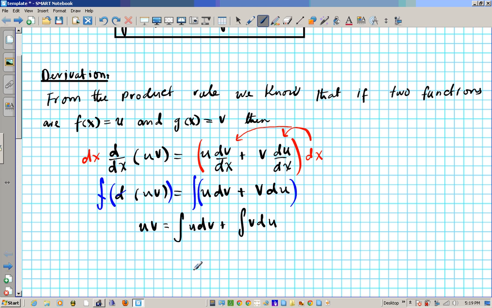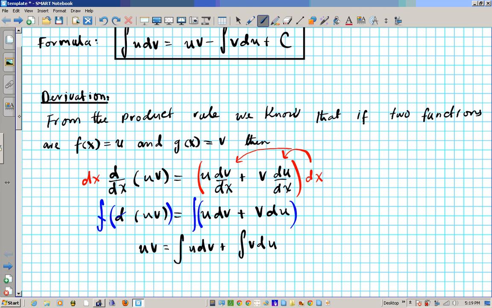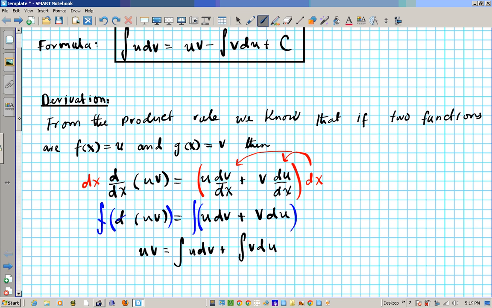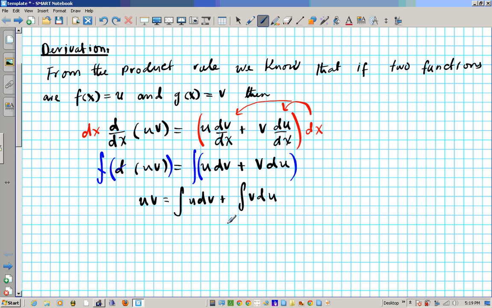Now, in order to make it consistent with my integration by parts formula, all I have to do is isolate u dv, right? If I can isolate u dv, then I'll be done. So how do I isolate u dv? How about I just subtract v du from both sides, right? So on the left side, I subtract the indefinite integral of v du, and then on the right side, the same story, okay? v du.